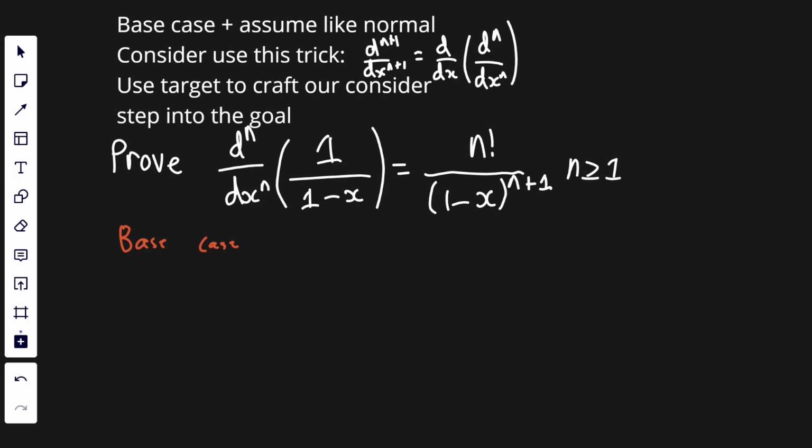So with proof by induction for differentiation, we're usually going to be proving a formula for the nth derivative of a function. Now, when we do our consideration step, we consider n equals k plus 1, and we've assumed for n equals k. So we need to somehow relate the consideration and the assumption. So we consider n plus 1 or k plus 1, and then we can use the following trick. So the n plus 1th derivative is the same as the derivative of the nth derivative.